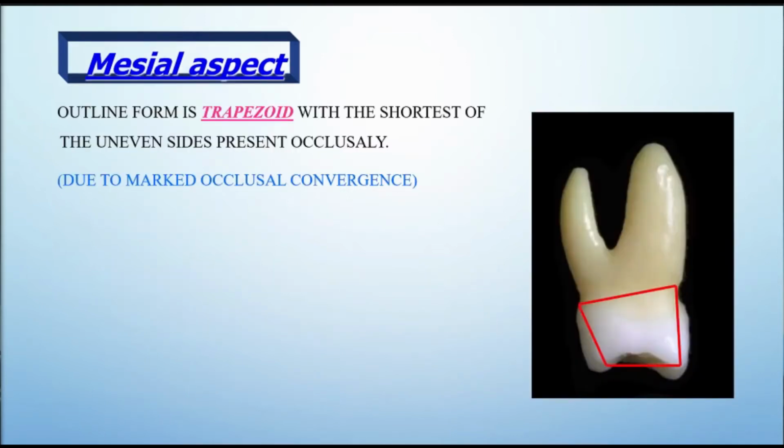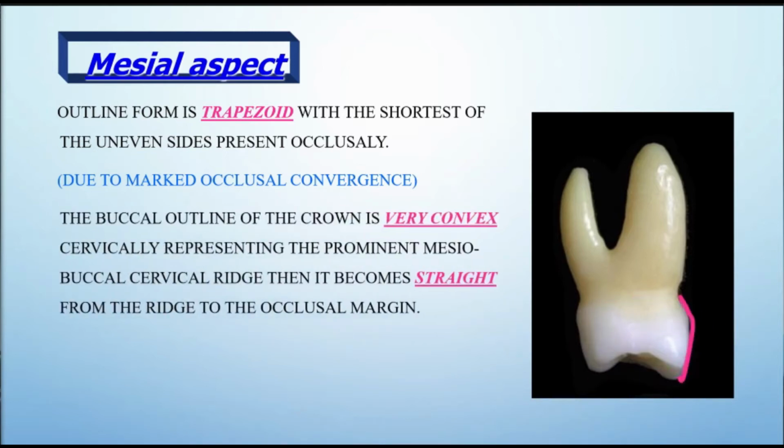If you go to the mesial aspect, outline form is trapezoid with the shortest of the uneven side present occlusally. Occlusally, the occlusal table is small. The buccal cusps are closer to the lingual cusps. It marks occlusal convergence. The buccal outline of the crown is very convex cervically, representing the prominent mesiobuccal cervical ridge. Then it becomes straight from the ridge to the occlusal mark.